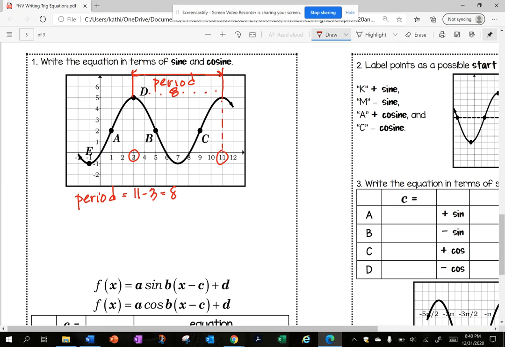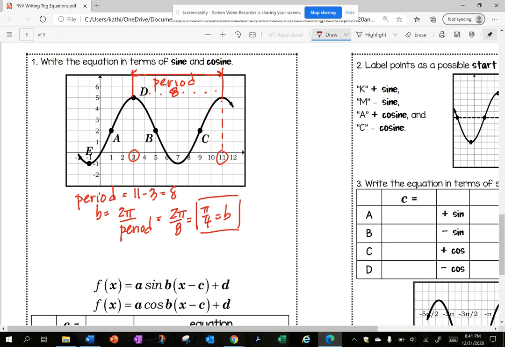So from the period, then I calculate my b parameter, which is going to be 2 pi divided by the period. So 2 pi divided by 8. When I simplify my fraction, I get pi over 4 is my b parameter.